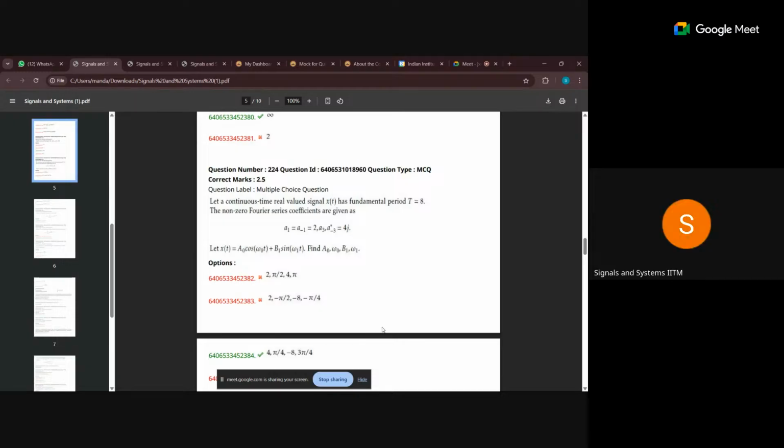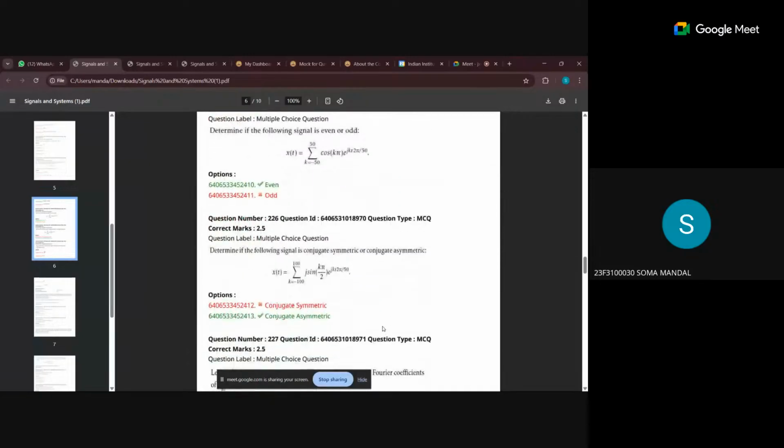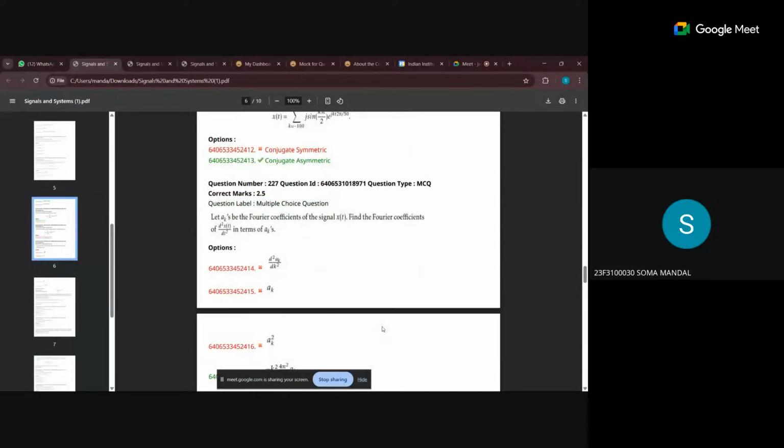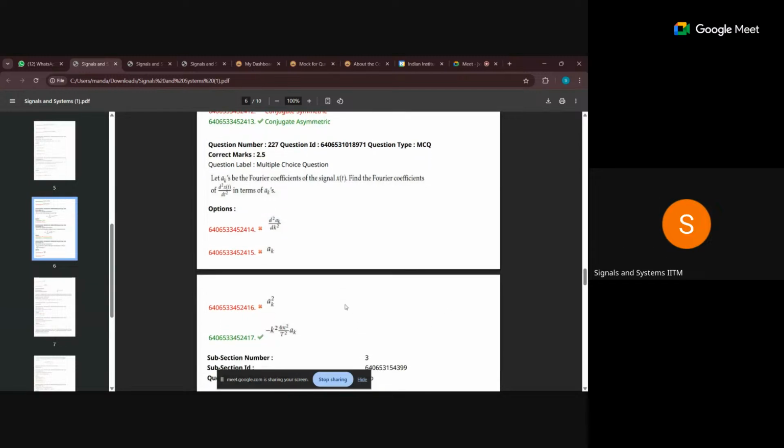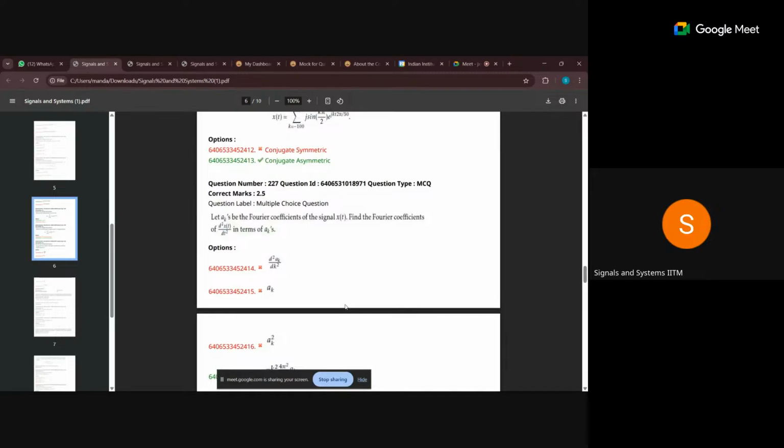Okay, so another one is here. Let ak be the Fourier coefficient of the signal x(t). Find the Fourier coefficients of d square x(t) by dt square in terms of ak. In the lectures, the professor has explained that if you take the derivative of a signal, its Fourier coefficient is multiplied by jk omega.